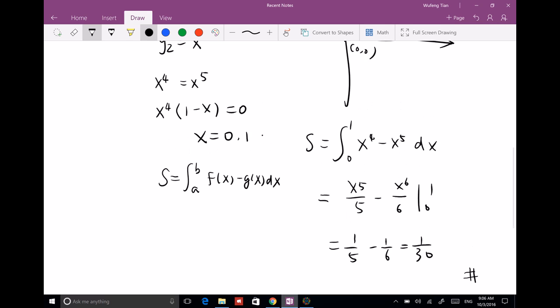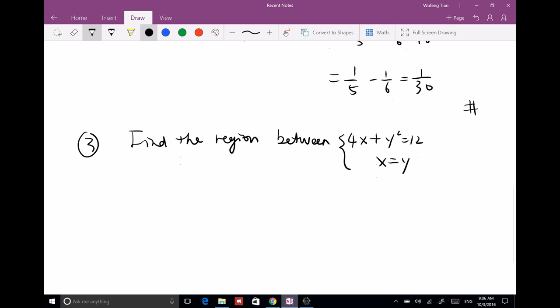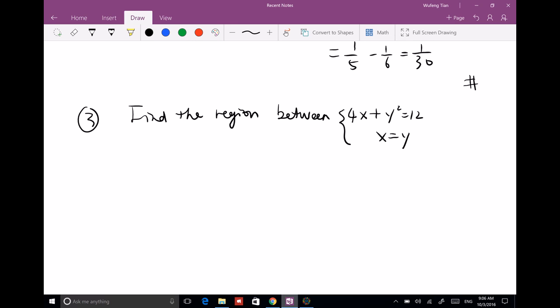Okay? And number 3 is find the region between 4x plus y squared equals 12 and x equals y. Some students have trouble with this one. Not everyone, but a few, several. Basically, if you draw the picture of this one, it is pretty simple. x equals y, so just draw a picture of x equals y like this.